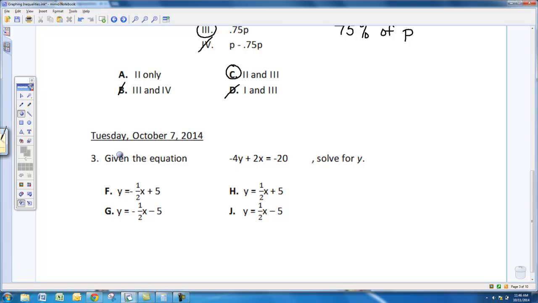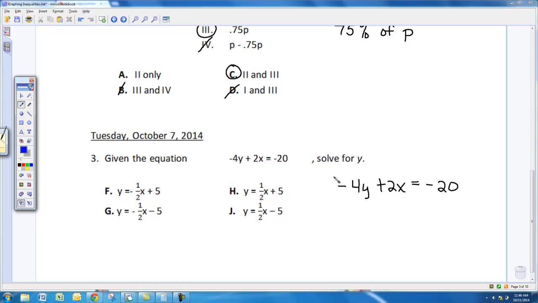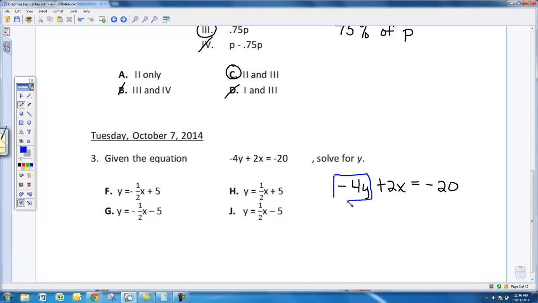Okay, we have the literal equation negative 4y plus 2x equals negative 20, and we want to solve it for y. Solving it for y means to get y alone. We want to isolate y. So the first thing to do is to isolate the term that has the y in it. So that would be this term right here. So we want to isolate or get alone this term here.